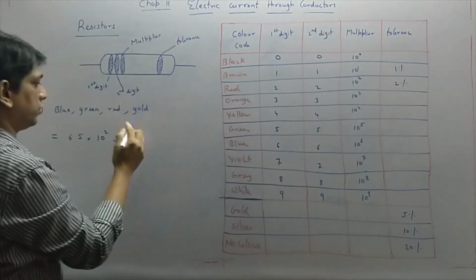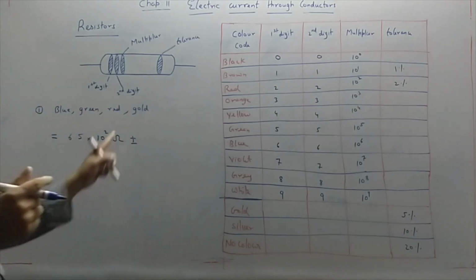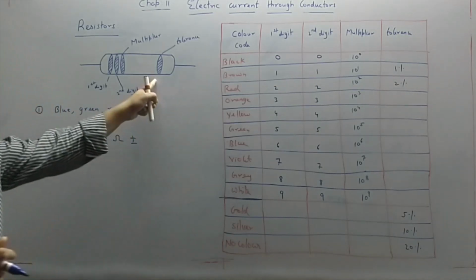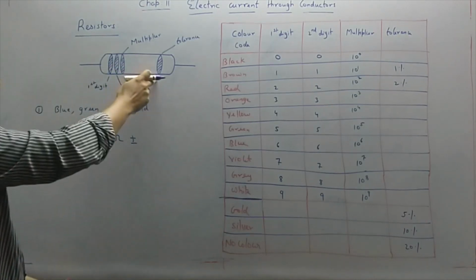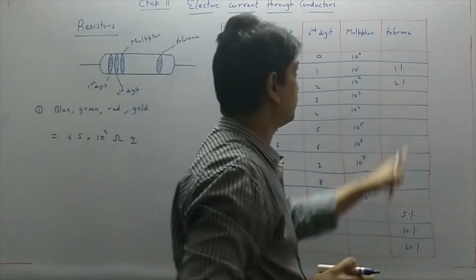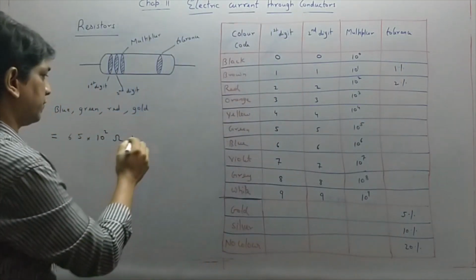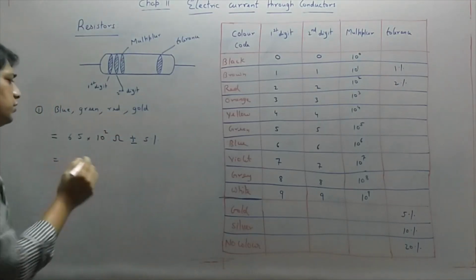10 to 2. And fourth is your plus minus. It will give you a small change in that resistance. Suppose the fourth band is gold. It may be silver, it may be no color, but here we are taking gold. What is the tolerance of gold? Here we have 5%. So the tolerance is 5%.